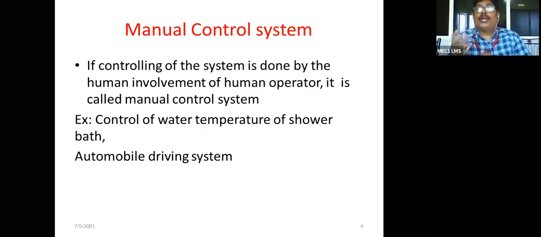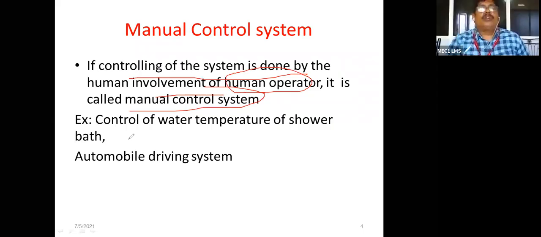Fan without regulator is nothing but an open loop system. That means here there is no device controlling that particular fan. So here this is a manual control system. It is also a closed loop system, but it is controlled manually, by a human. If the controlling of the system is done by human involvement, or some skilled human operator or some other system, it is called a manual control system.